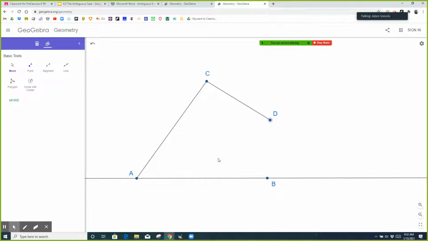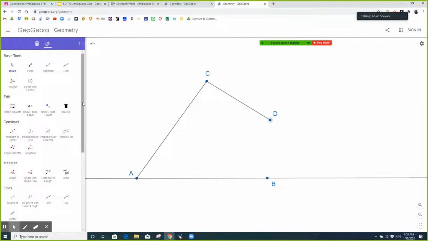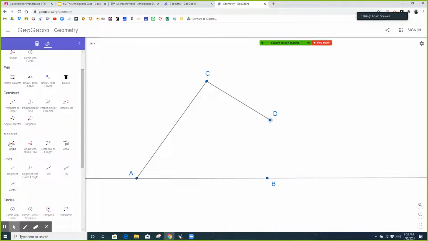Okay. So now, again, if I'm going too fast, just stop me. Now I want to find the measure of angle CAB. So the angle tool isn't available, so you have to click more. And if you click more, you'll see measure and angle. Once you've selected the measure angle tool, you should hit points C, A, and B, or B, A, and C in that order. And that's going to give me the measure of this angle.